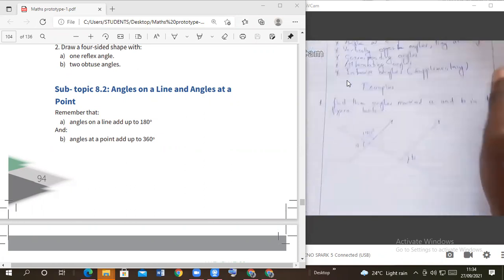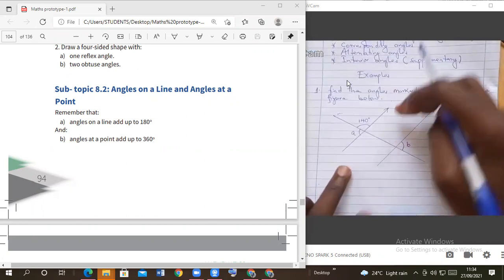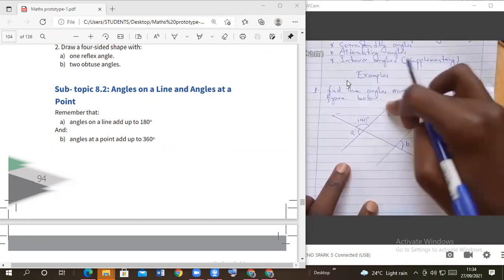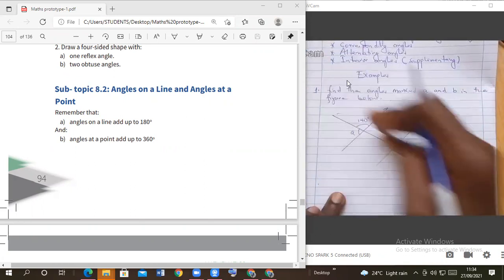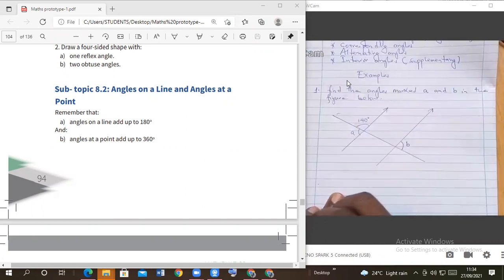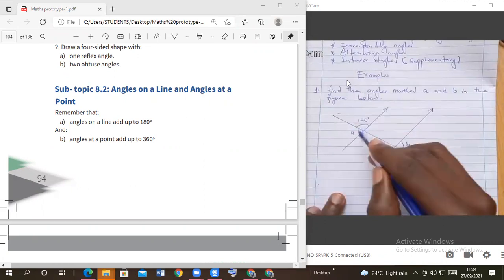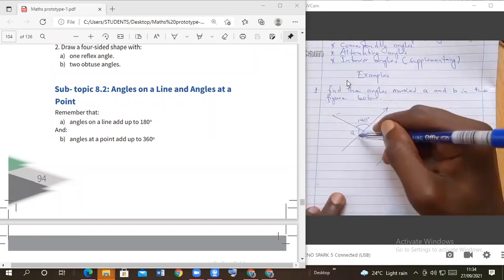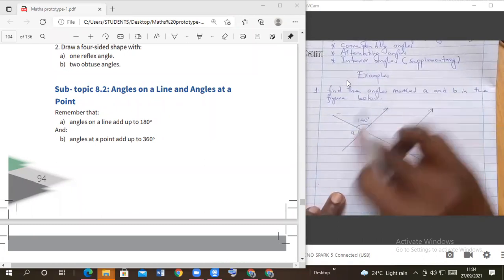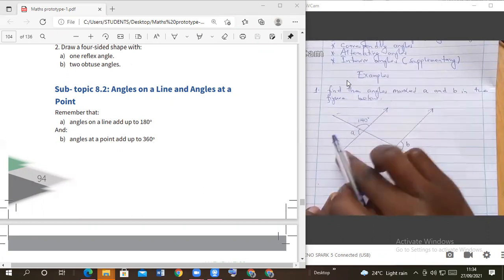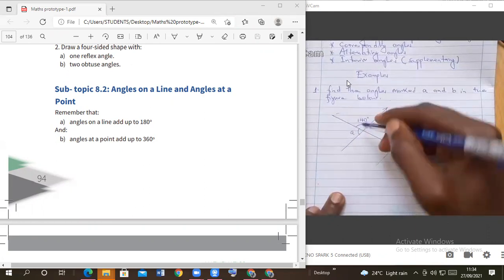Now, let's look at this. We said these two lines are parallel. Then we have a transversal line. Now, are we going to find this angle A? This is angle property on a straight line.